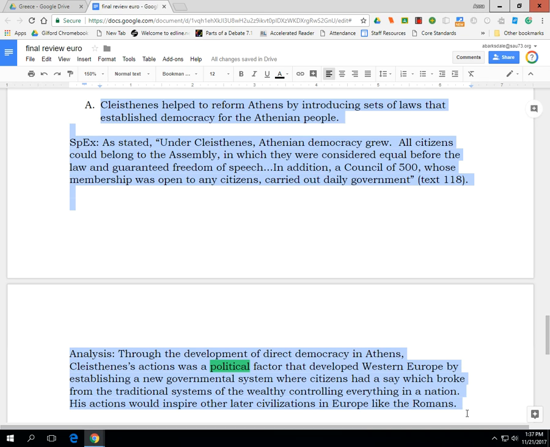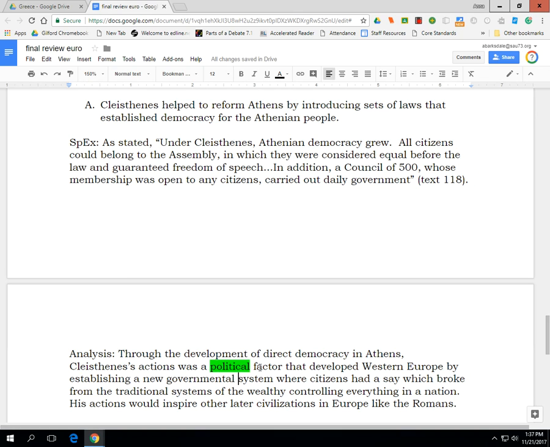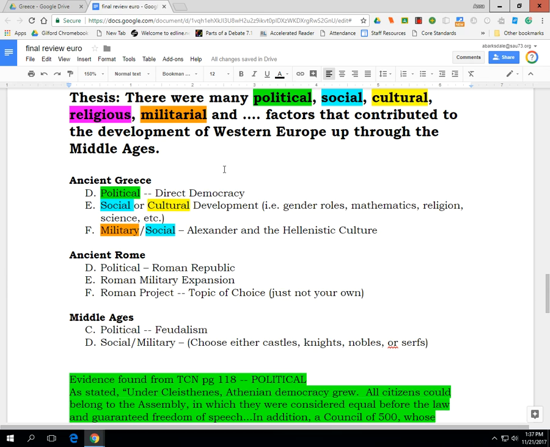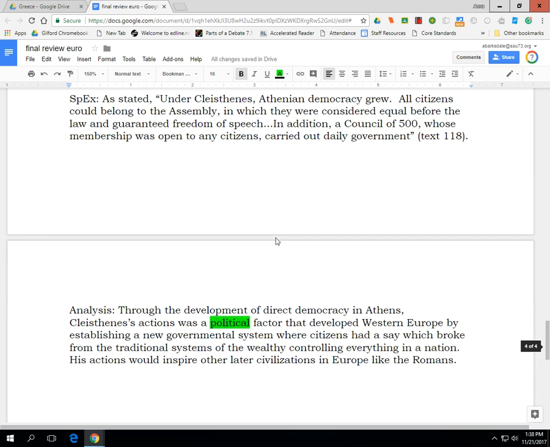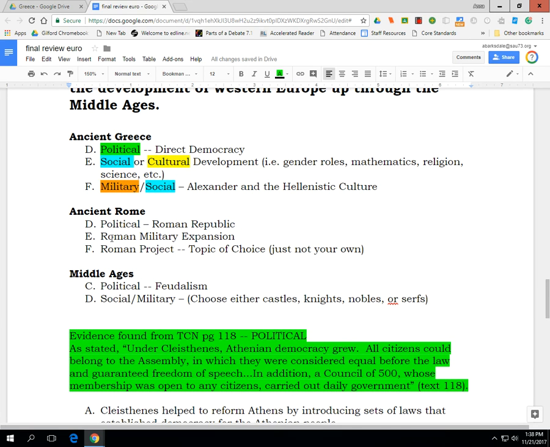But I would practice by actually setting up mini outlines for each of my pieces of evidence and making sure that I specify a category in my analysis, and that category should match what I stated in my thesis. So I highlighted mine in green to remind my brain that I like color coordination. So my political, I've covered my political. Now, I'm going to cover political more than once because I'm required to. You have political for Rome, you have political for the Middle Ages. But those three pieces of evidence I need to make sure that I address.